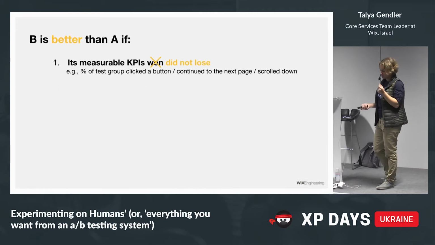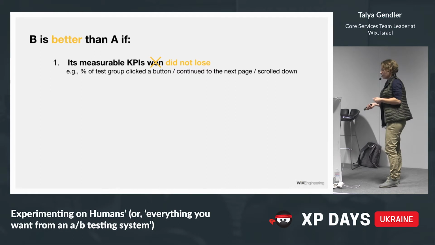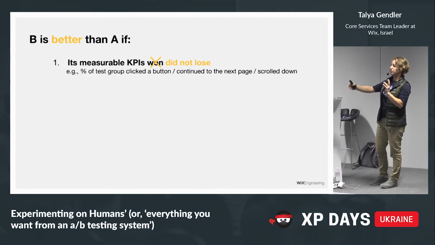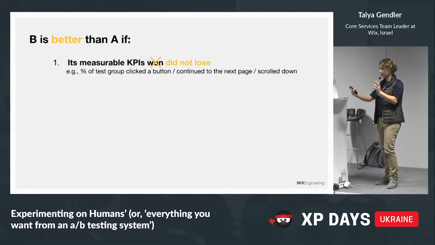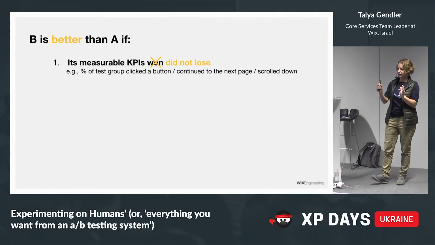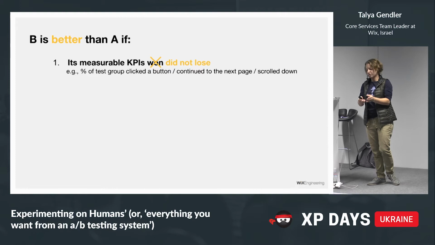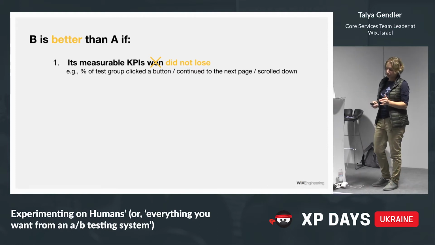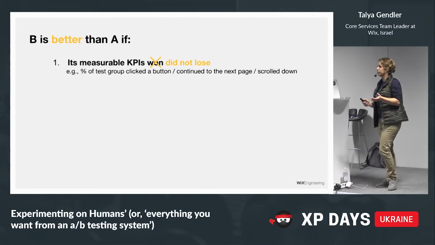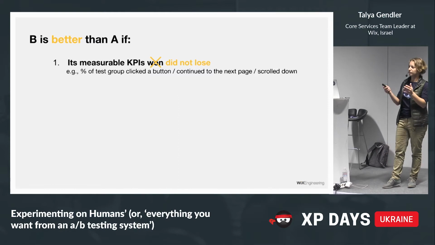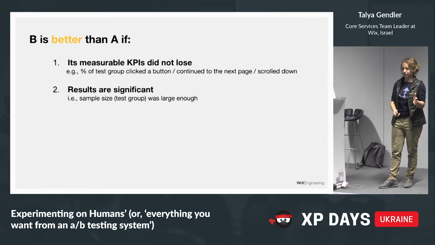Another important thing is, as your system grows, as you have more users, more traffic, more A/B tests, then the measurable effect of each one is going to be smaller and smaller. So we change our terminology and we say we don't need B to win, but we need it to not lose, which means we need it to not badly affect the KPI.